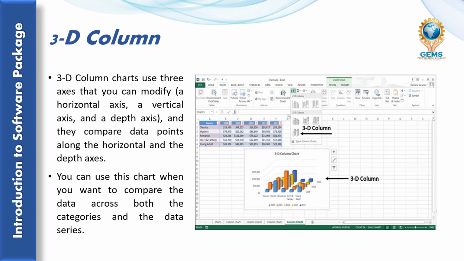So now we will see the 3D column. The 3D column chart uses three axes that you can modify, and compare data points along the horizontal and the depth axis. You can use this chart when you want to compare the data across both the categories and the data series. You can see here this image shows the 3D column chart. So we can take this column from the chart group on the Insert menu.